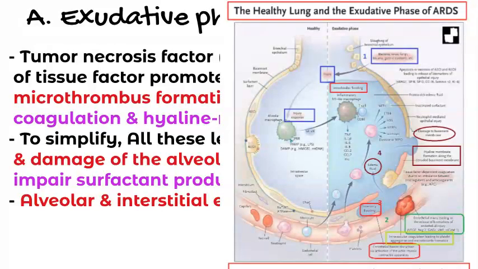This figure shows the healthy lung and the exudative phase of ARDS. We can see there is an injury due to bacteria, virus, fungal, trauma, or gastric contents, etc. So the injury causes the alveolar macrophage to be activated, and this will stimulate inflammatory cytokines that secrete tumor necrosis factor, interleukin, etc.